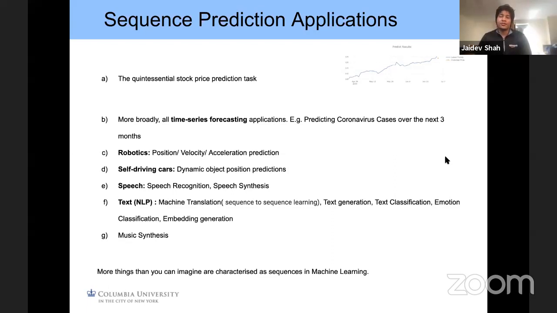Speech recognition and speech synthesis. Again, if you think about speech, speech is just a set of observations across time.